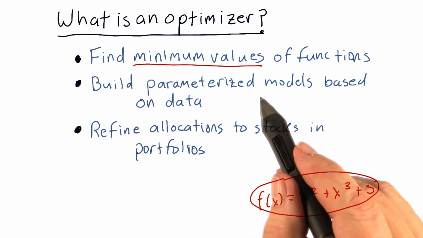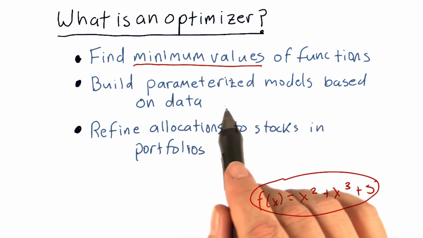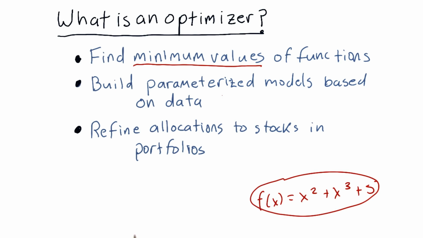Another thing that optimizers can do is find the parameters for parameterized models from data. So we might have some data from some experiment, and we can use optimizers to find a polynomial fit to that data. And that's actually one thing we're going to learn in this lesson.